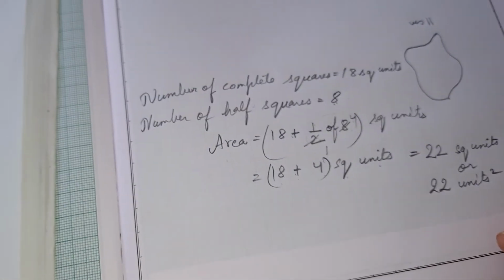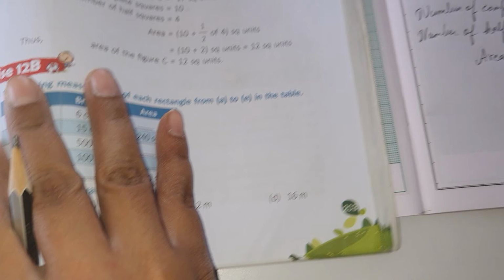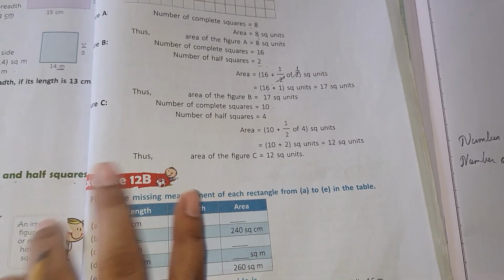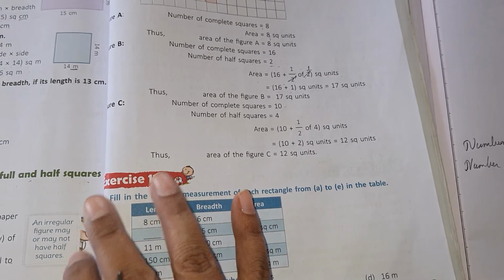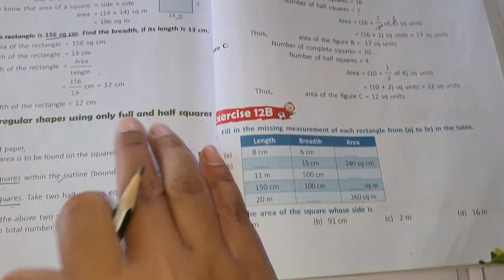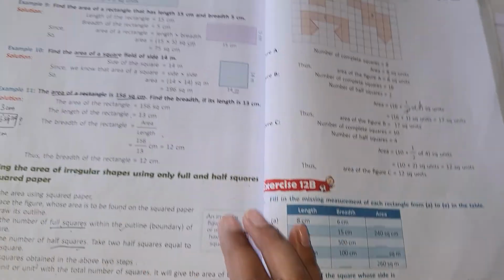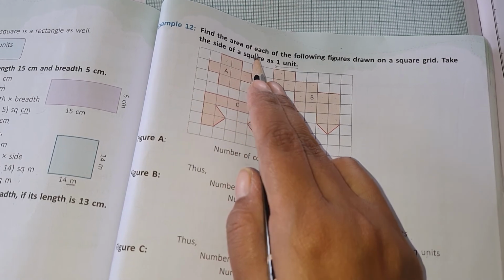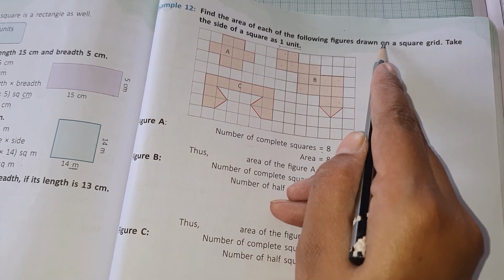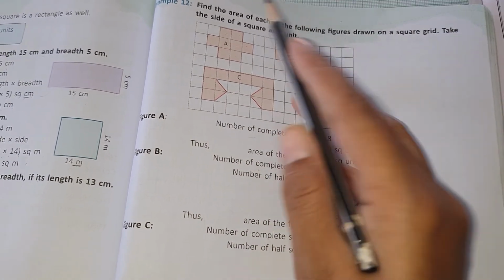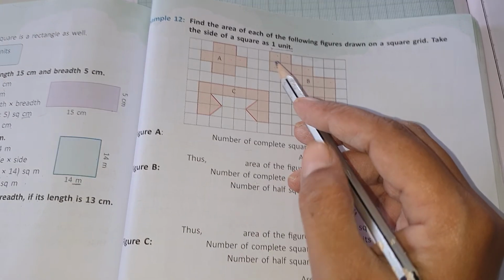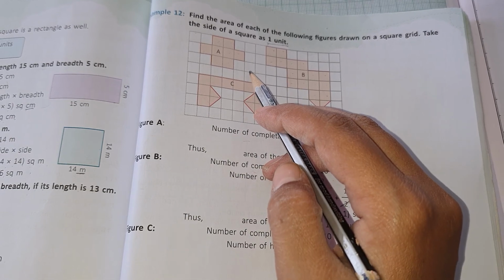Okay students, hope you have understood how to find the area of an irregular shape by using only full and half squares on a squared paper. Let us see examples given in your book. Find the area of each of the following figures drawn on a square grid. Take the side of a square as 1 unit.